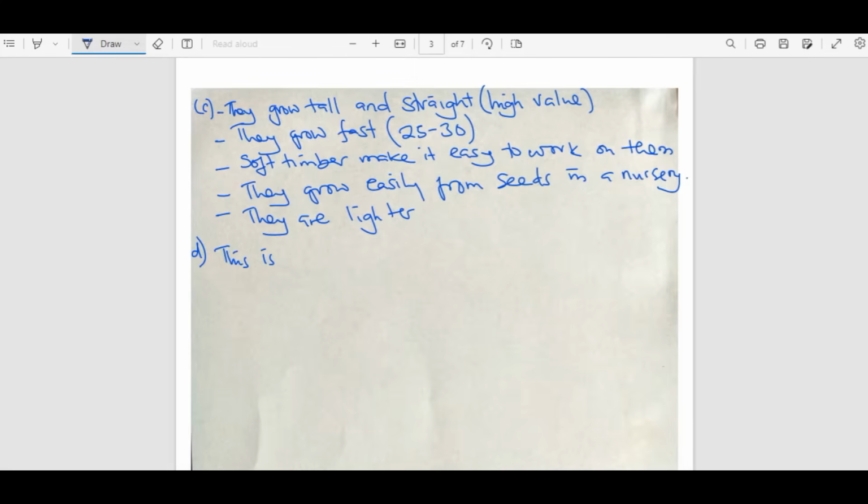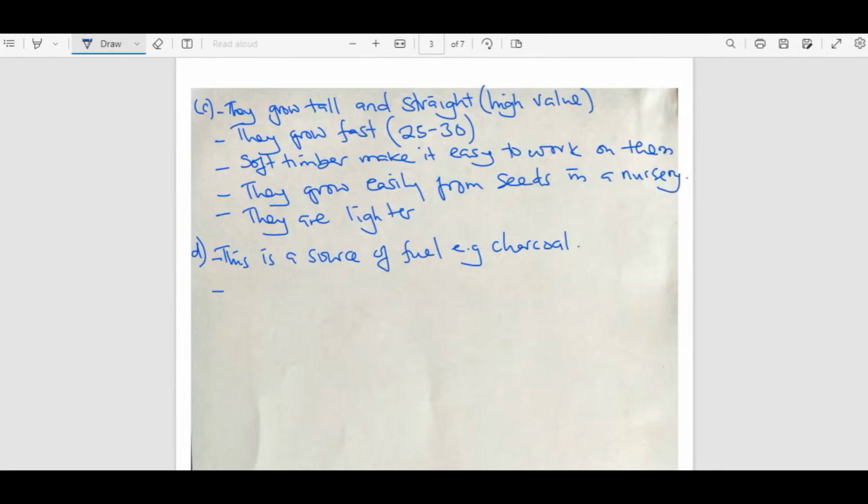So number one, we are saying that this is a source of fuel, e.g., charcoal. And then let us move to the second one.